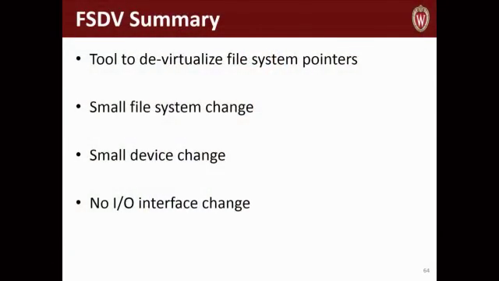Another online feature that we have is to allow foreground IOs to proceed while FSDV is running. FSDV only processes files that are closed and not in the page cache. Also, whenever it's processing a file, it will block all the IOs to that file. So to summarize the FSDV work, we propose a simple tool for de-virtualization by changing file system pointers to point to physical addresses. It requires small changes to file systems, small changes to the device, and it can still use normal I/O interfaces.